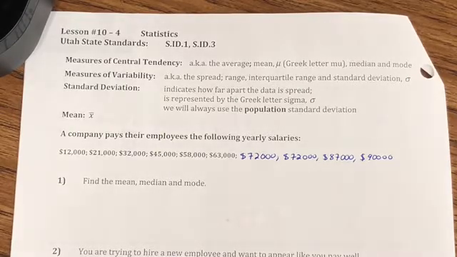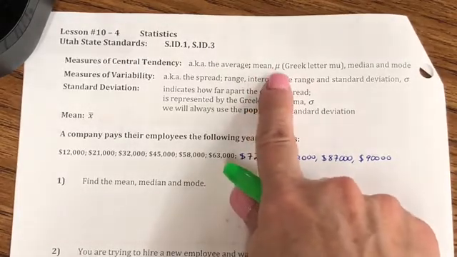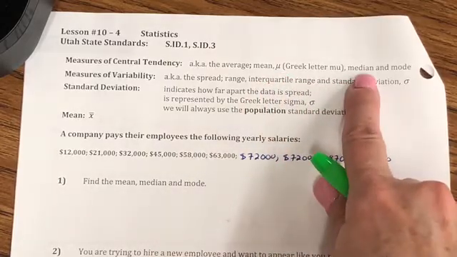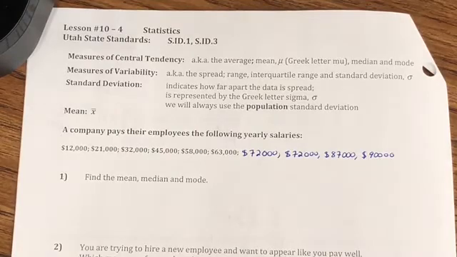The measures of central tendency are also known as the average. There are three averages in statistics. The first one is the mean, which is represented by mu. The second average is median, and the third is mode. All three of those are measures of central tendencies.